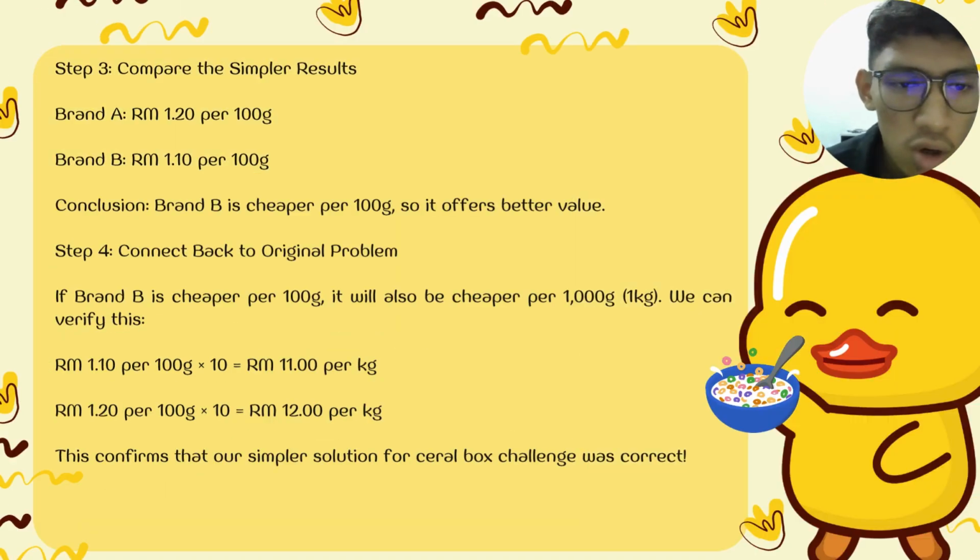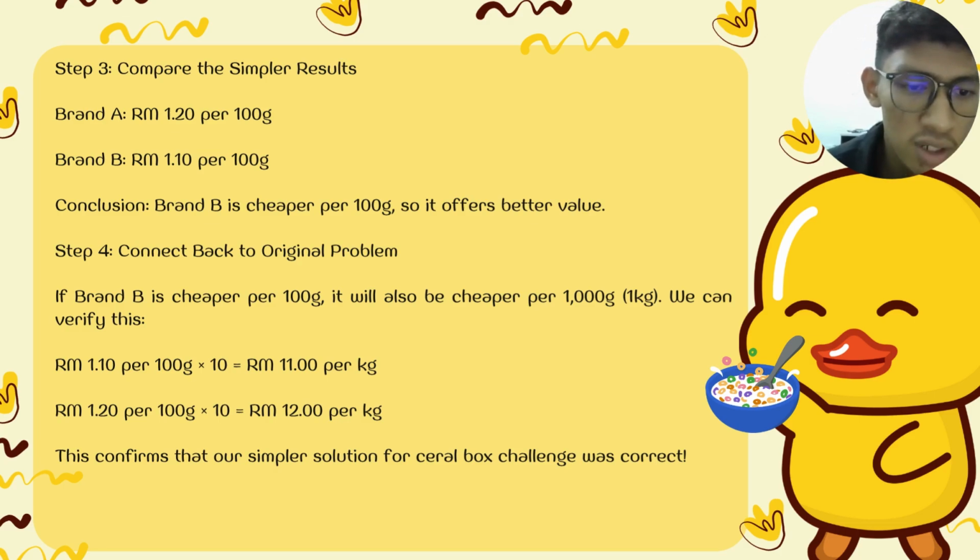For the next step, we will compare the simpler results. For brand A, we get 1 ringgit 20 cents per 100 grams. For brand B, we get 1 ringgit 10 cents per 100 grams. So the conclusion is brand B is cheaper per 100 grams and it offers better value than brand A. Step 4, the last step, is we connect back to the original problem. If brand B is cheaper per 100 grams, then it will definitely be cheaper per 1,000 grams, which is 1 kilogram. We can verify this with 1 ringgit 10 cents per 100 grams multiplied by 10.